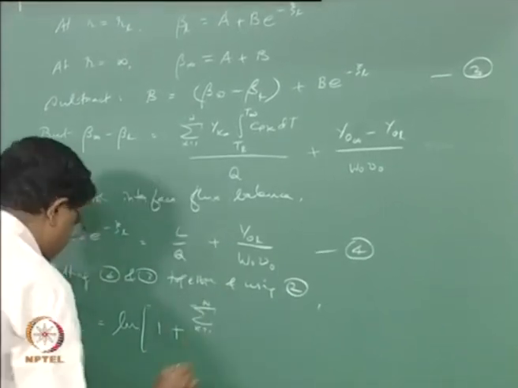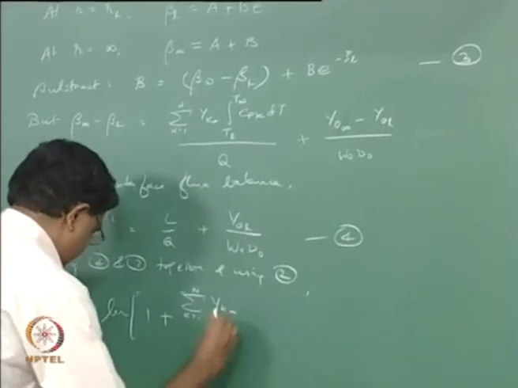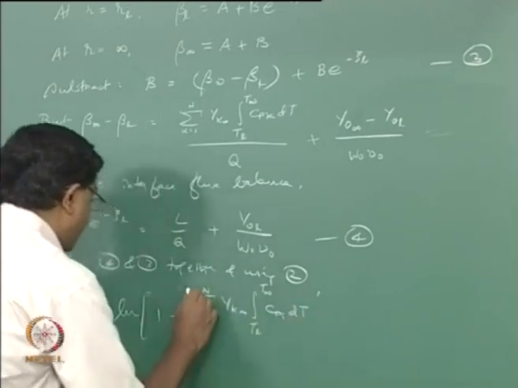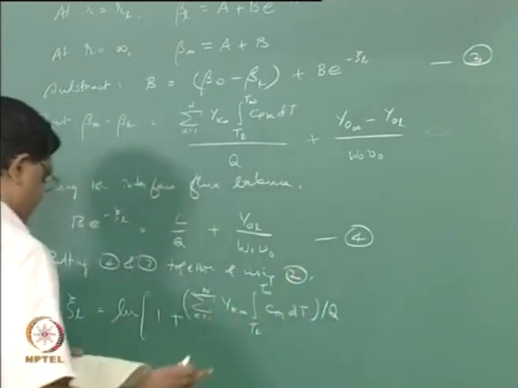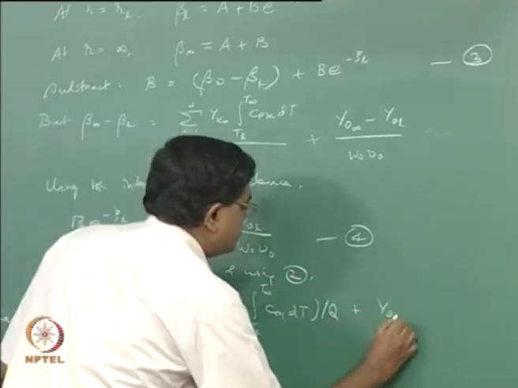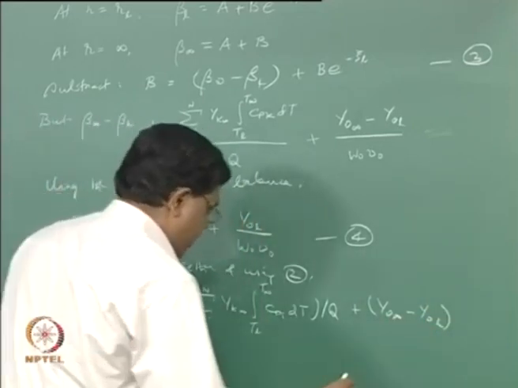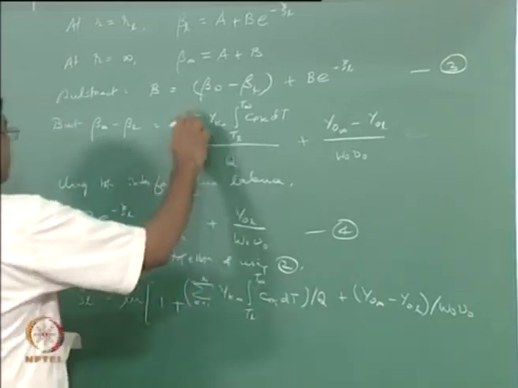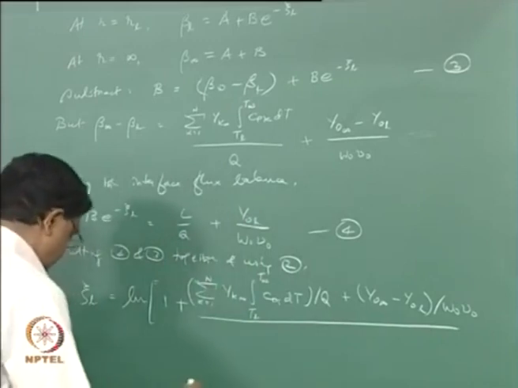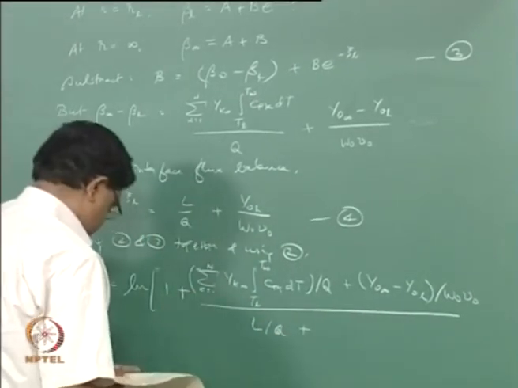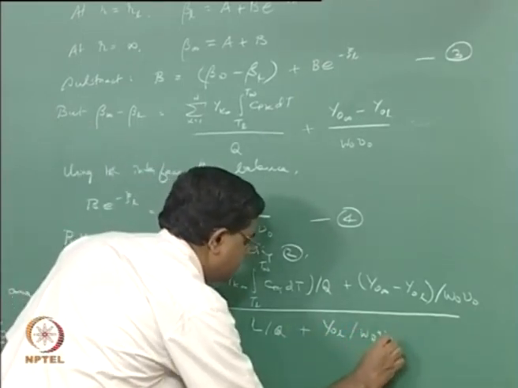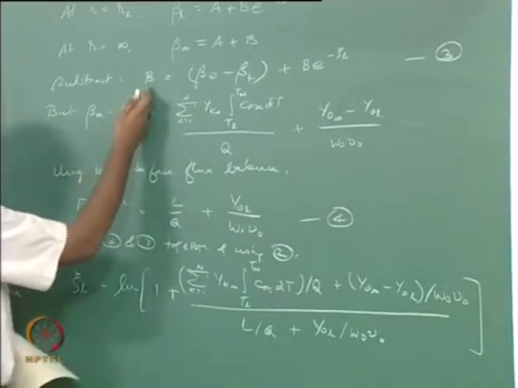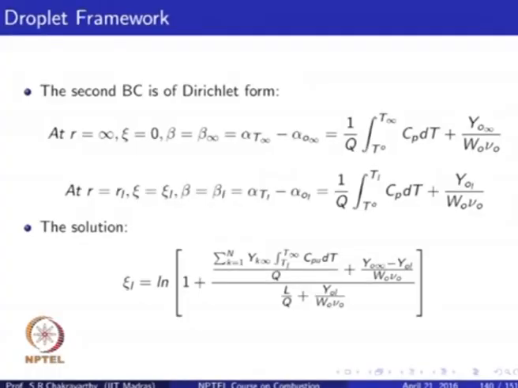sigma k equals 1 to n Yk infinity integral T L to T infinity C P i dT divided by Q plus Y O infinity minus Y O L divided by W O nu O. So that's coming from here, divided by L over Q plus Y O L divided by W nu O, that's coming from here. And this 1 plus was coming because you had a B and a B there, so you could have a 1 plus. So that's the mathematics.